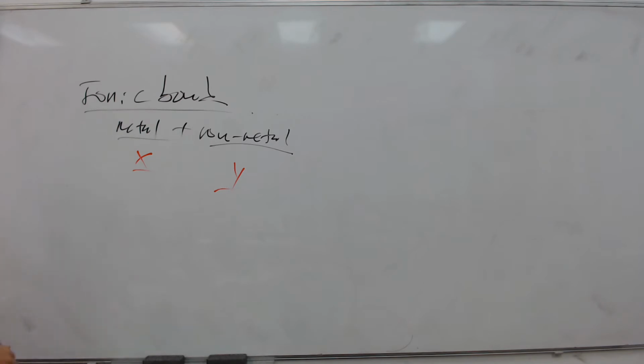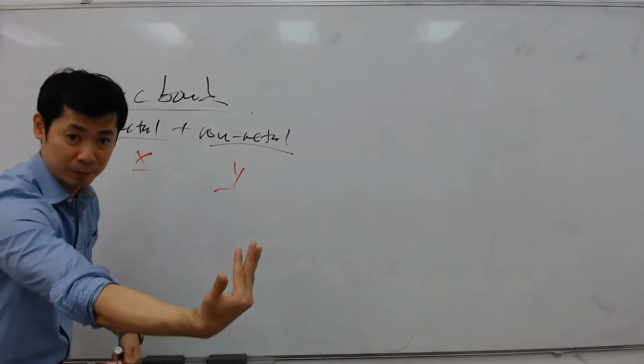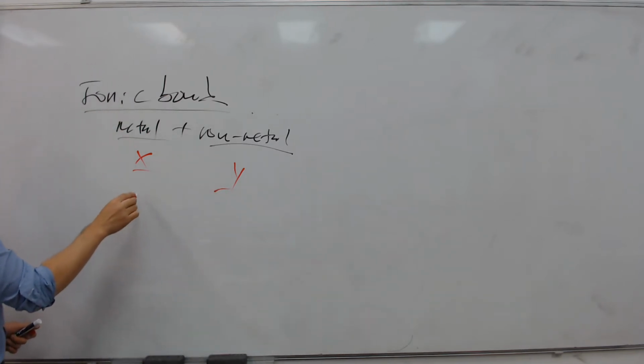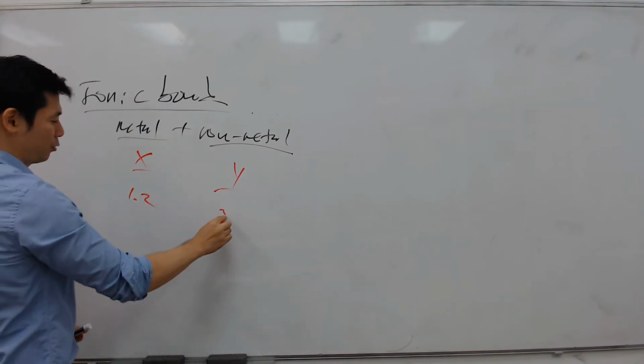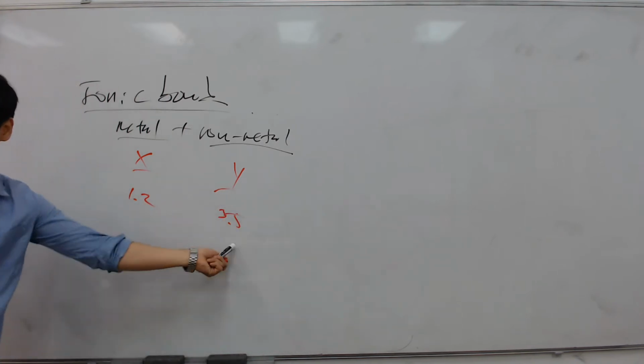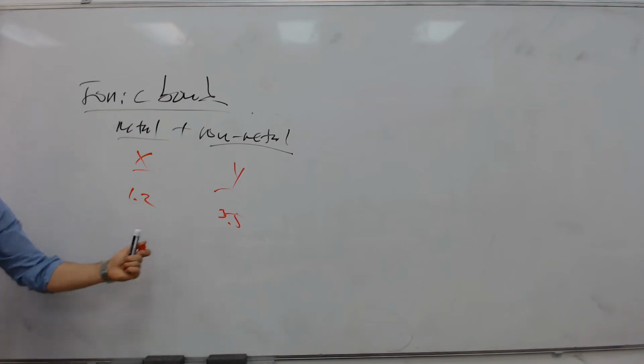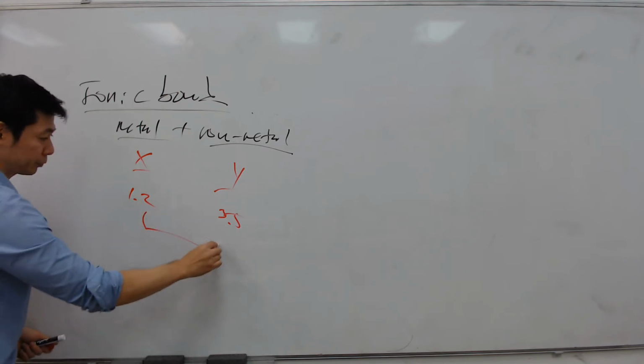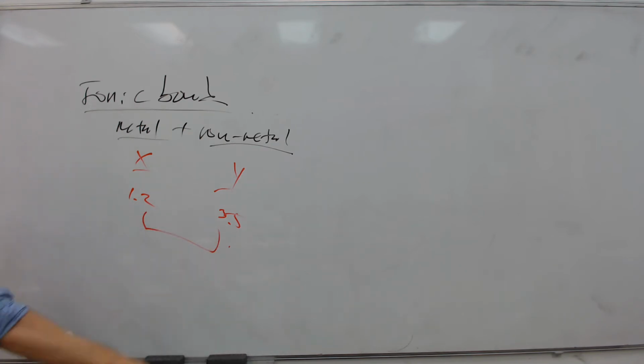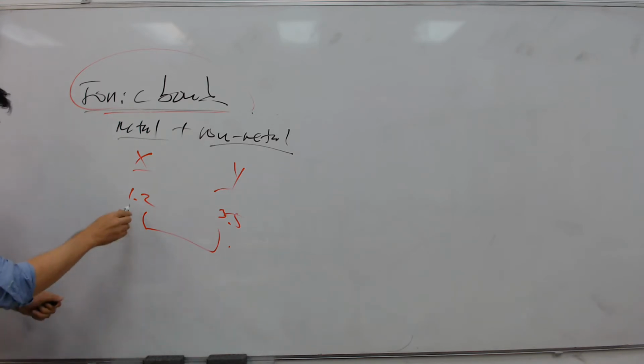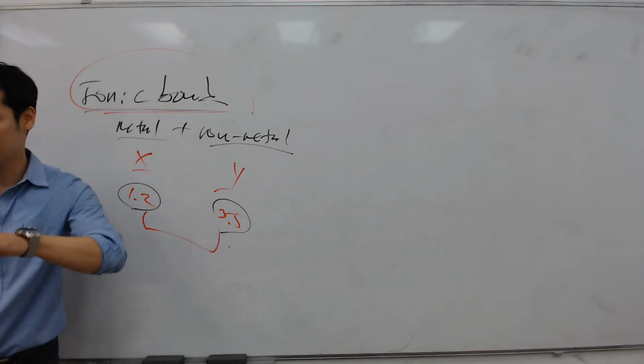If the value differs by more than 1.7, so this one is, for example, 1.2, and this one is like 5 or something, then they create ionic bonding, okay? So that's what the definition is. But do you have to memorize these values for all the elements? Absolutely not. That's not the case.